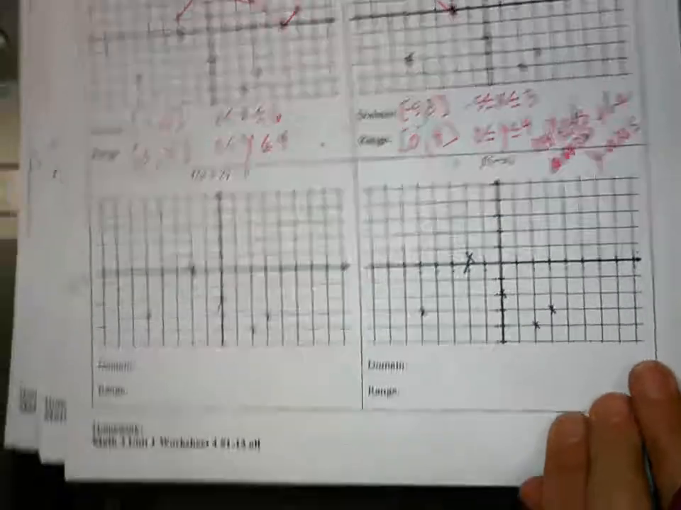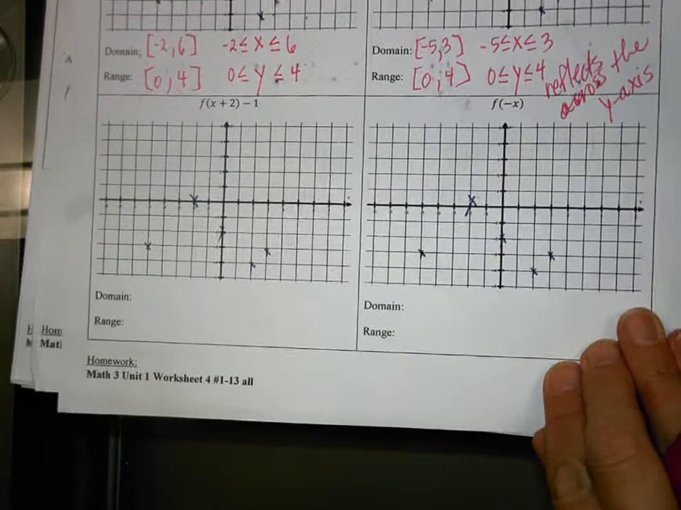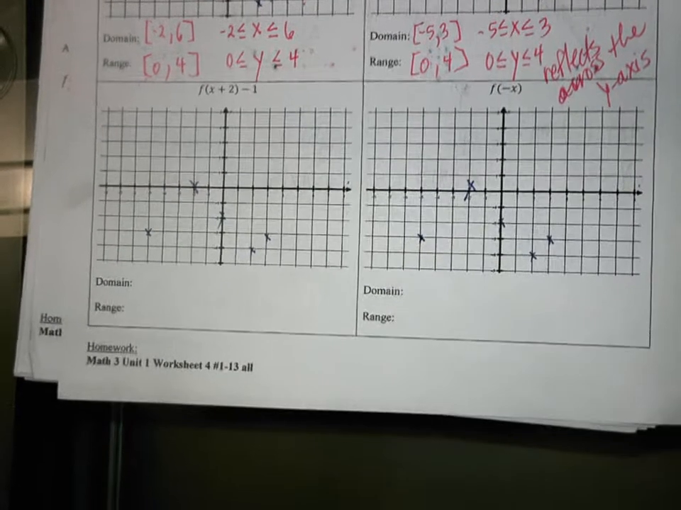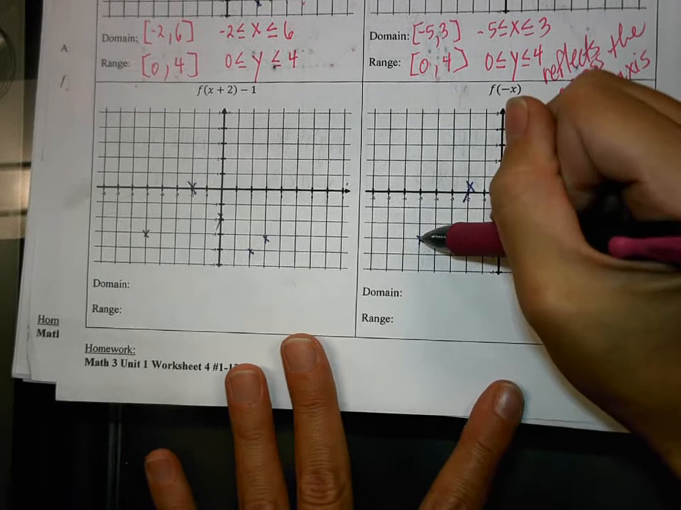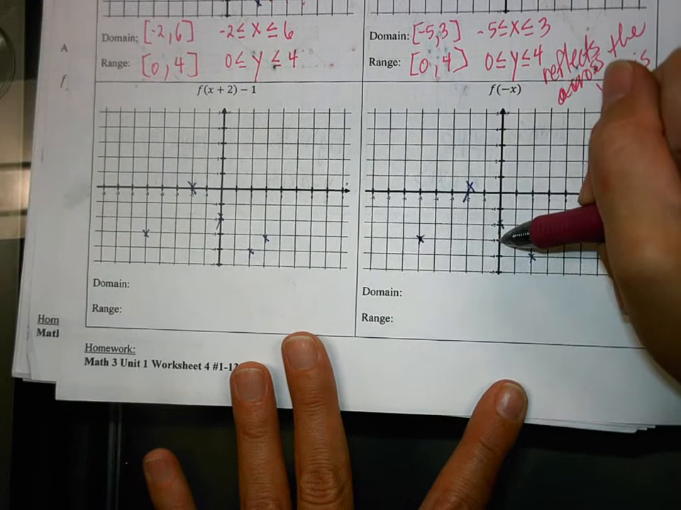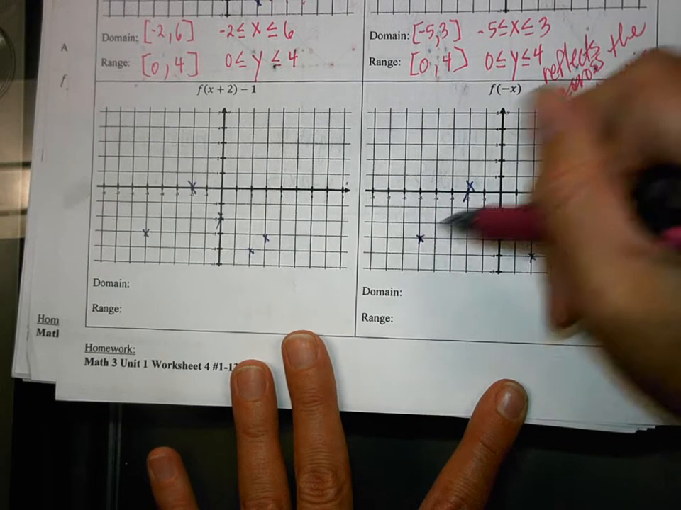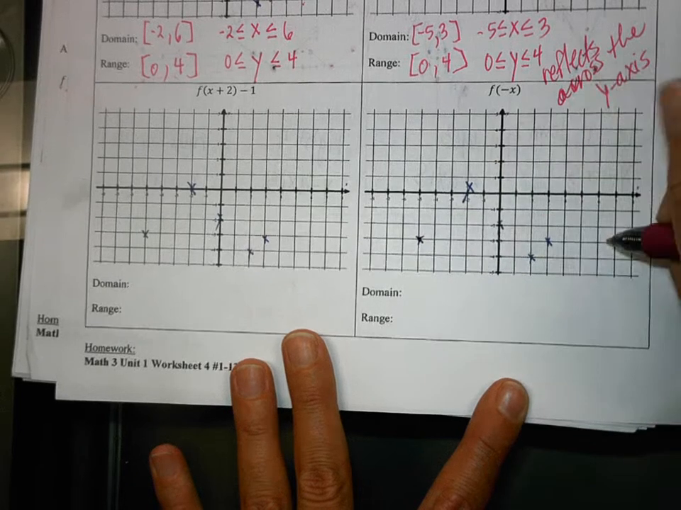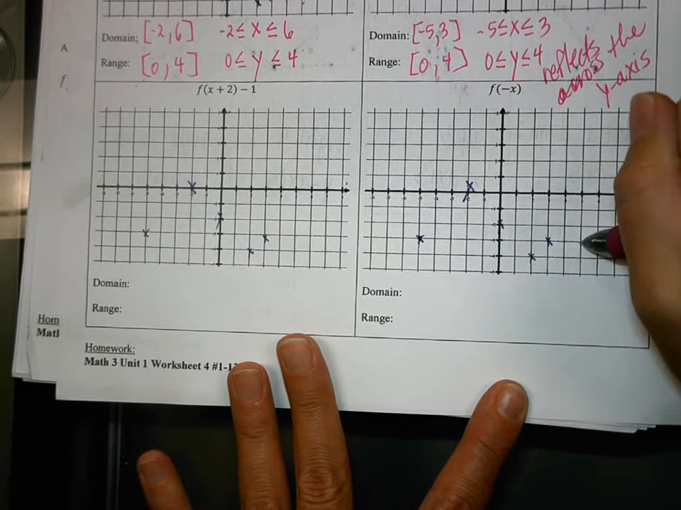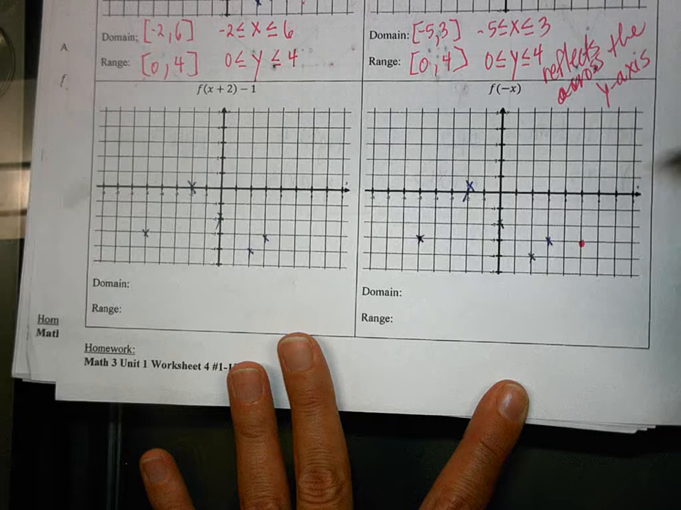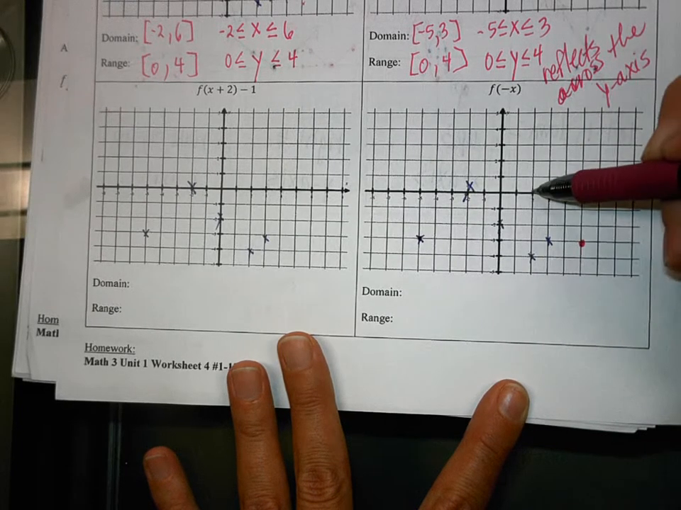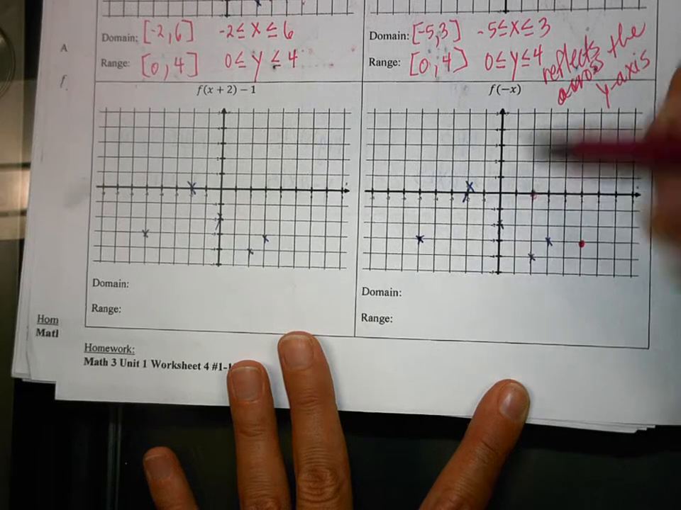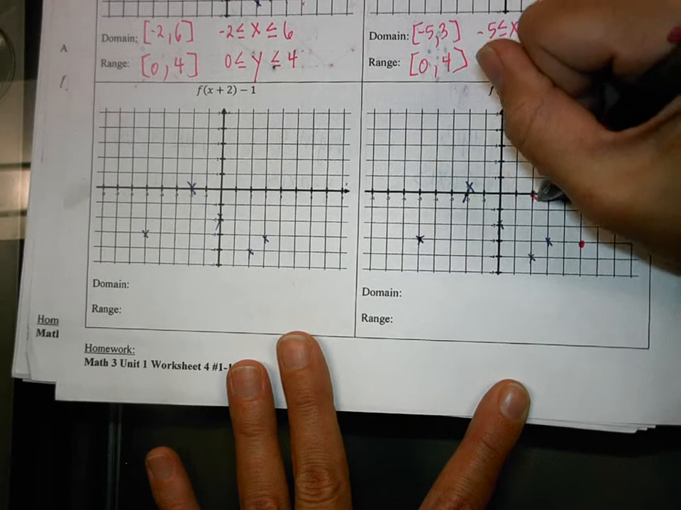F of -x. So we are going to reflect that one now across the y-axis. So starting with this point right here, going across the y-axis, that's at -5. So over here it's going to be at +5. The next point, it's at -2, so it's going to go to +2. And we draw the line.